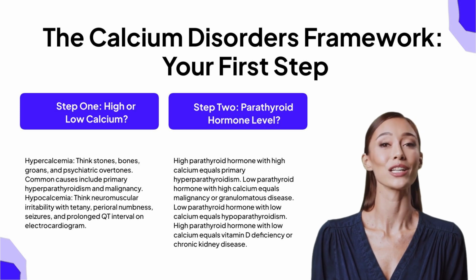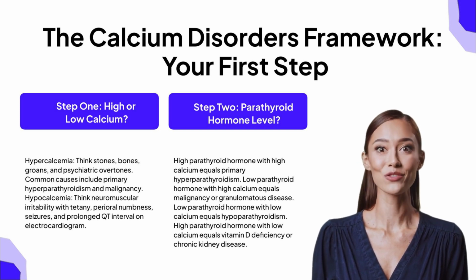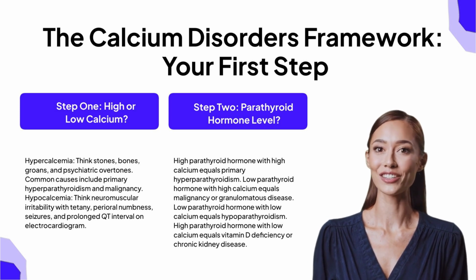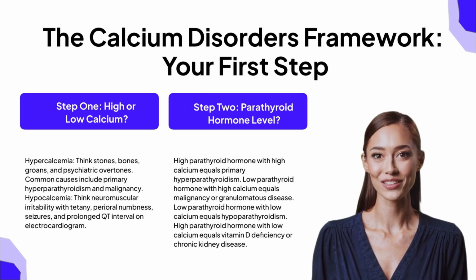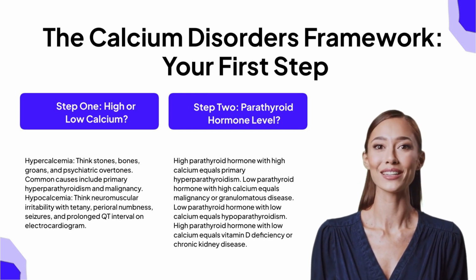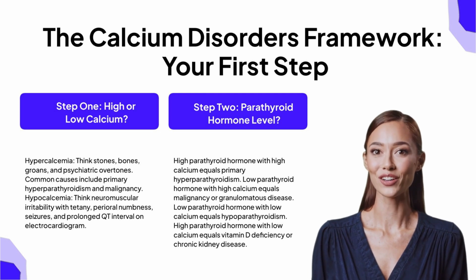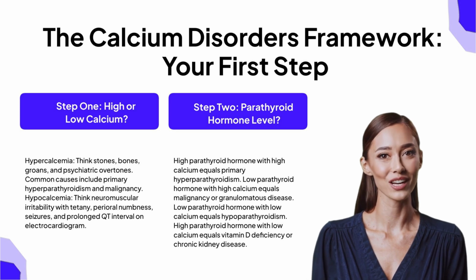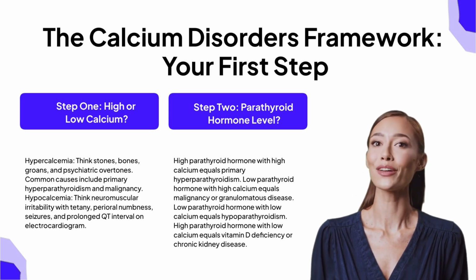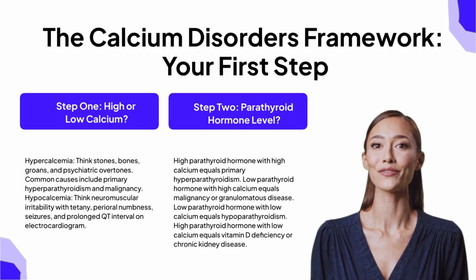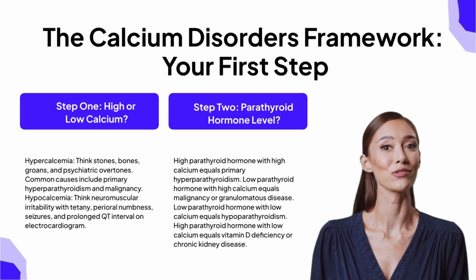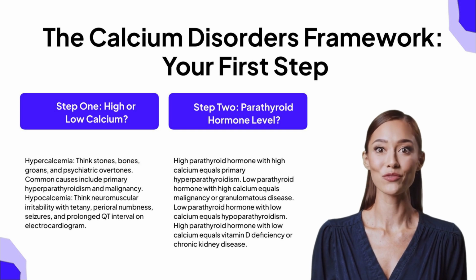Next, think about the parathyroid hormone level. This is critical for narrowing your differential. If parathyroid hormone is high with high calcium, you have primary hyperparathyroidism. If parathyroid hormone is low with high calcium, think malignancy or granulomatous disease producing excess vitamin D. If both are low, think surgical hypoparathyroidism. If parathyroid hormone is high but calcium is low, think vitamin D deficiency or chronic kidney disease. This framework helps you immediately narrow your differential when you read a stem.